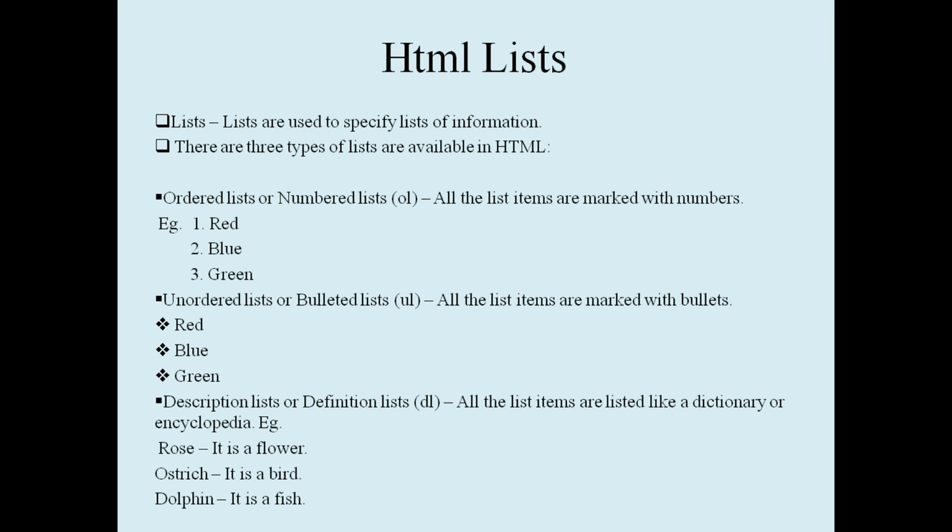Ordered lists are lists in which we use numbers to list the items. Like in here, in the first list we have used red, blue, and green, and we have marked them 1, 2, 3. You can also use A, B, C, or Roman numbers. Next is unordered list. Unordered list is where we use bullets to specify the items of the list.